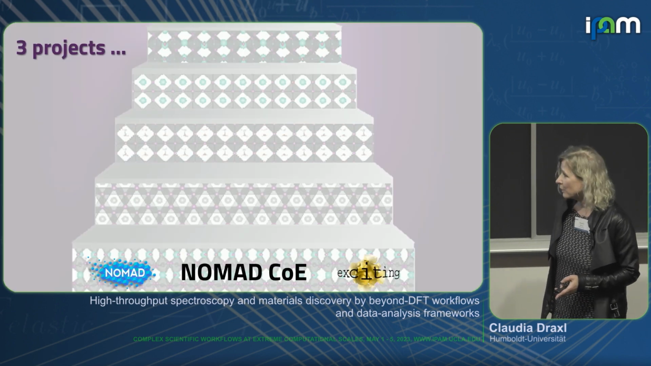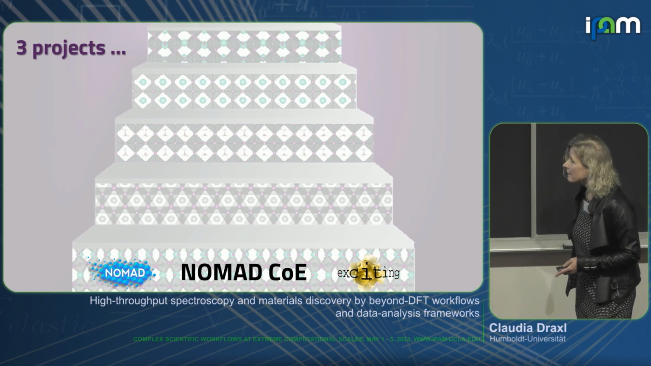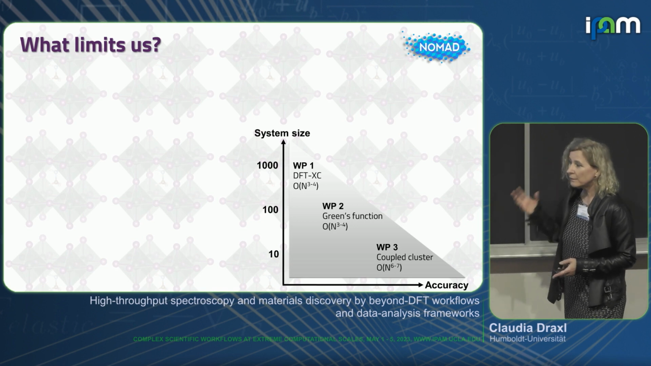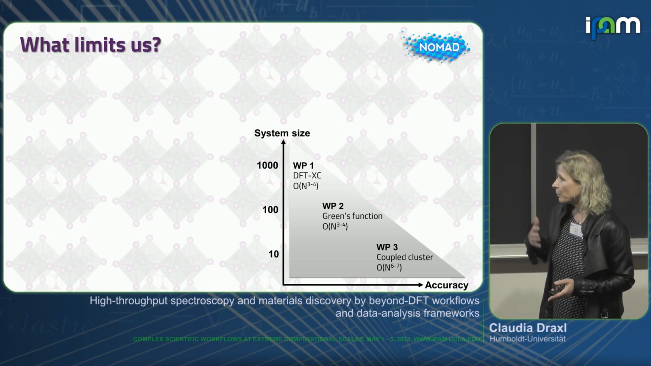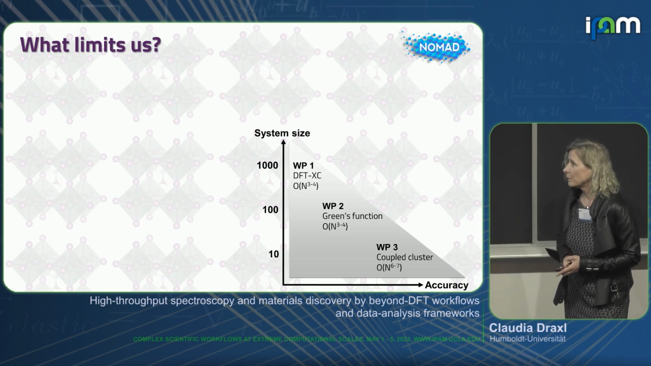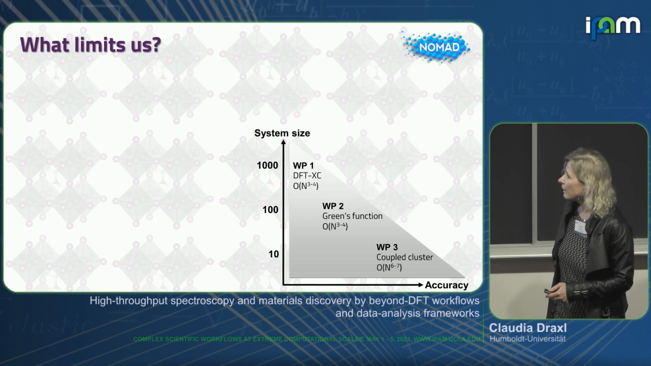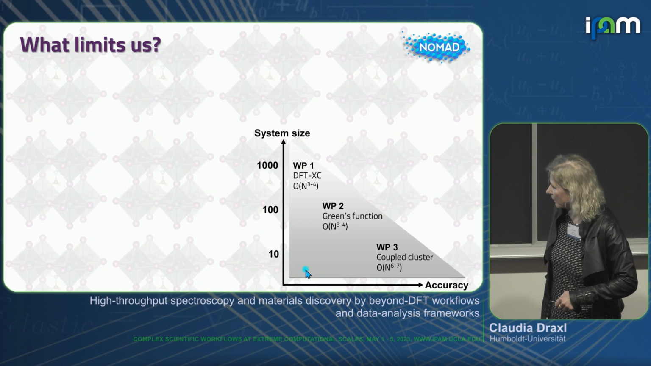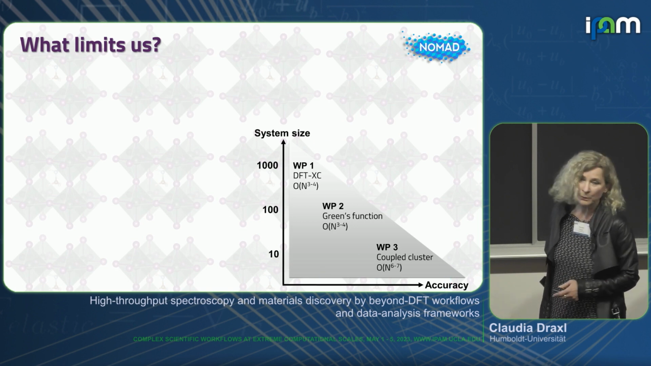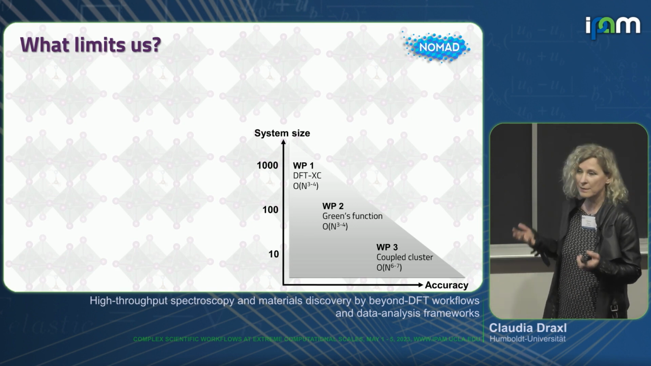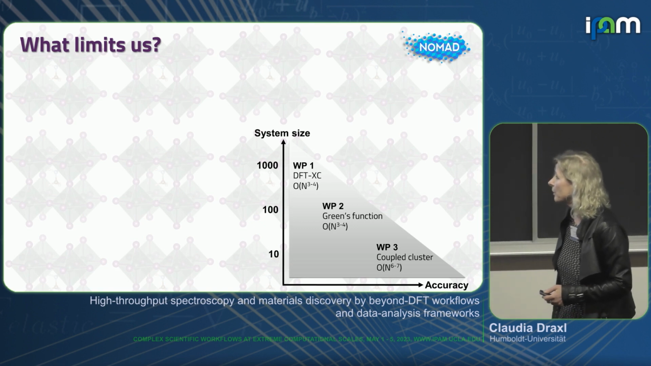So let me take you to the first project, the NOMAD Center of Excellence. And this is, in fact, as I said, a project that develops computer codes, or brings computer codes to exascale performance. Now, what is the question and what is the problem, in fact? What you see here in this graph is the system size that we can tackle with different methods. So if we go to the right, it concerns the accuracy of the method. And there you see, with density functional theory, at least with semi-local functionals, we can run systems of, let's say, 1,000 atoms or even more, thousands of atoms.